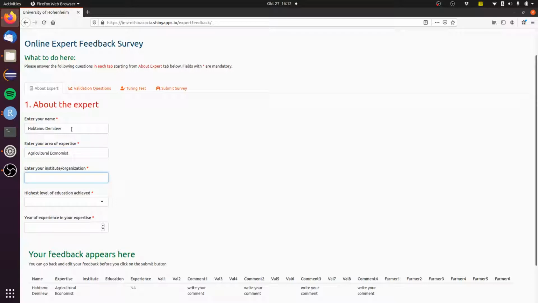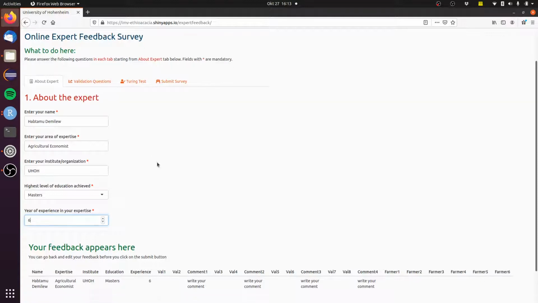and my institution is University of Hohenheim, and the highest level of education that I have achieved so far is master's. I have master's in economics, and my year of experience is 6 years. I have worked for 6 years. So you enter your year of experience here. So once you finalize this background information, then you go to the next tab, which is the validation questions.